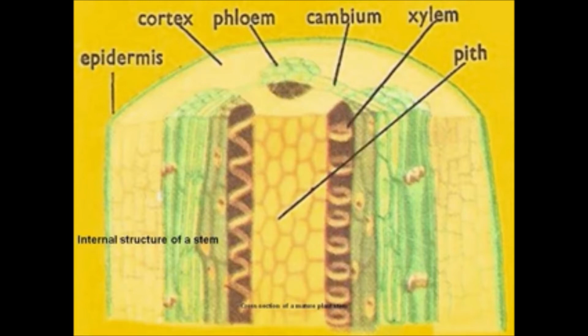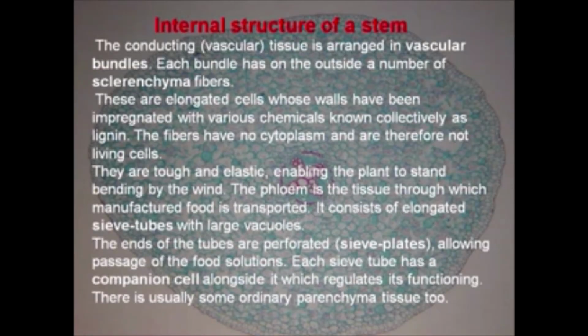Here is the internal structure of a stem. It is a cross-section of a mature plant stem. You find epidermis, cortex, phloem, cambium, xylem and pith. Internal structure of a stem. The conducting vascular tissue is arranged in vascular bundles.